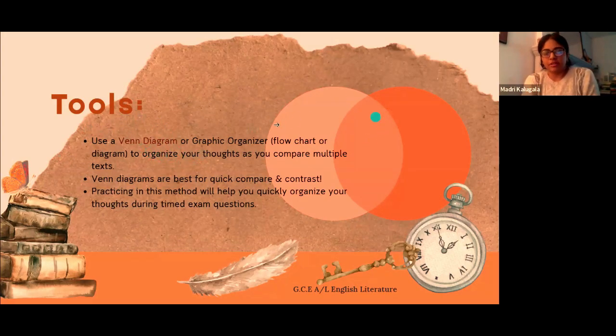It doesn't have to be a Venn diagram. It can be something that works for you: a flow chart, a diagram, point form, something to organize your thoughts while you're doing the comparison. Okay? Venn diagrams are usually good for quick compare and contrast. Practicing this method before your exams will help you train yourself to quickly organize your thoughts during timed exam questions. Okay, so that is that.